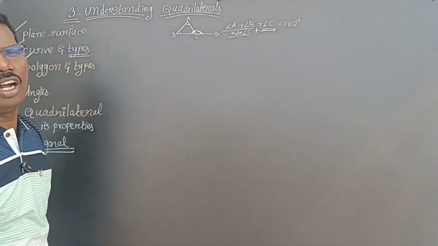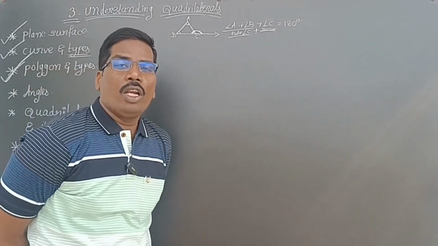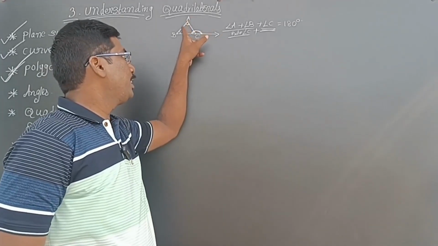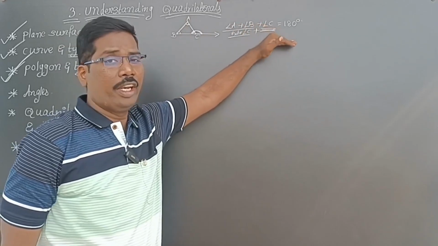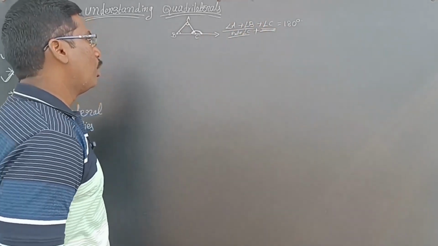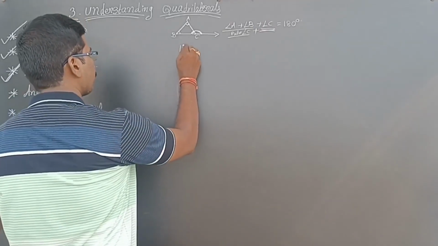Means I got the sum of all interior angles of a triangle. The sum of all interior angles of a triangle is 180 degrees, isn't it? Now we'll discuss the square.